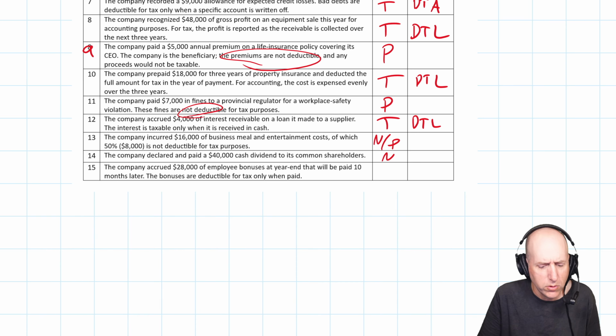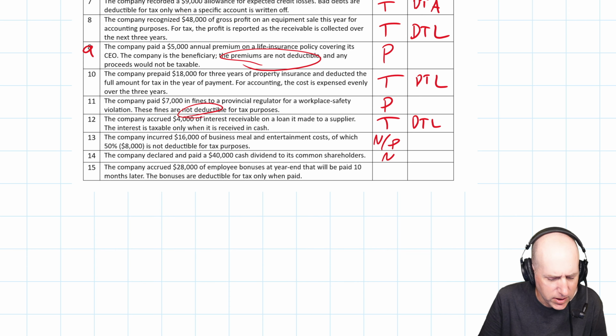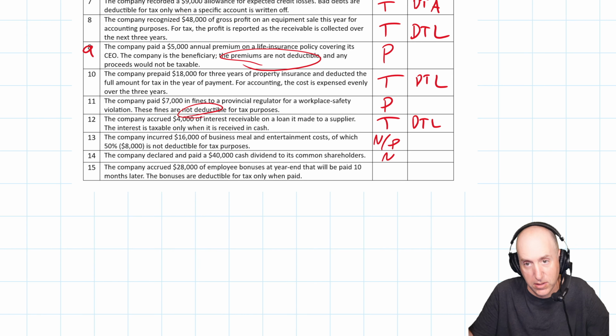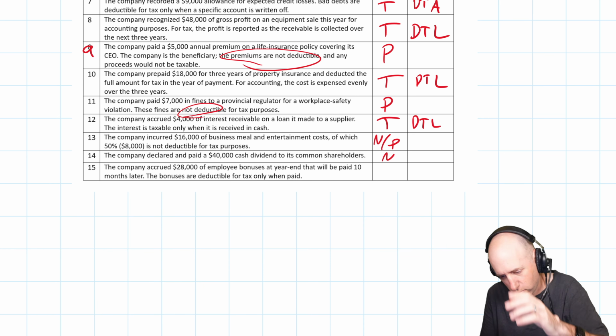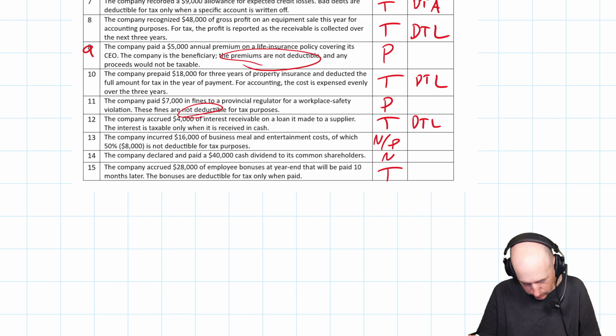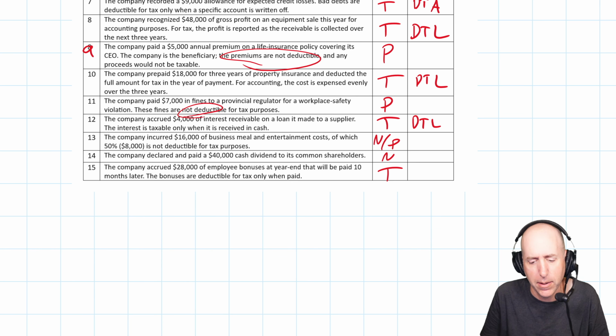Last one. The company accrued $28,000 of employee bonuses at year end. That will be paid 10 months later. The bonuses are deductible only when paid. Okay, so there's a difference. It's temporary. We record the expense now for accounting purposes. We record the expense in the future for tax purposes. Because it's a temporary difference, it creates a deferred tax asset or liability.